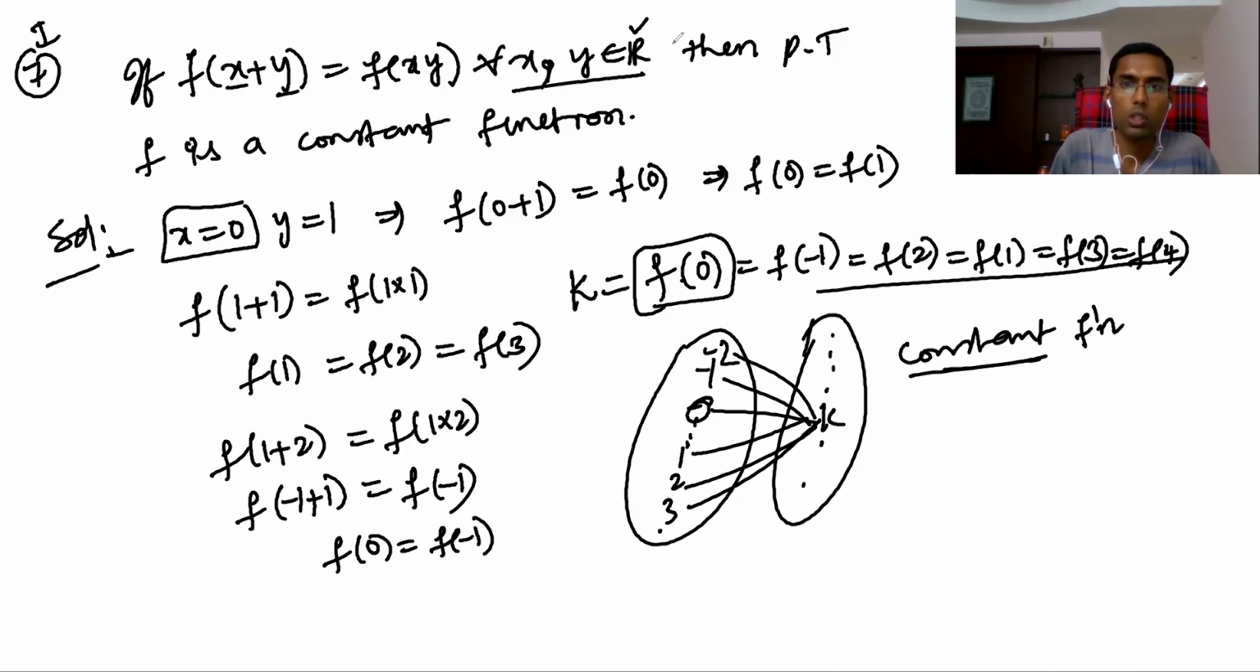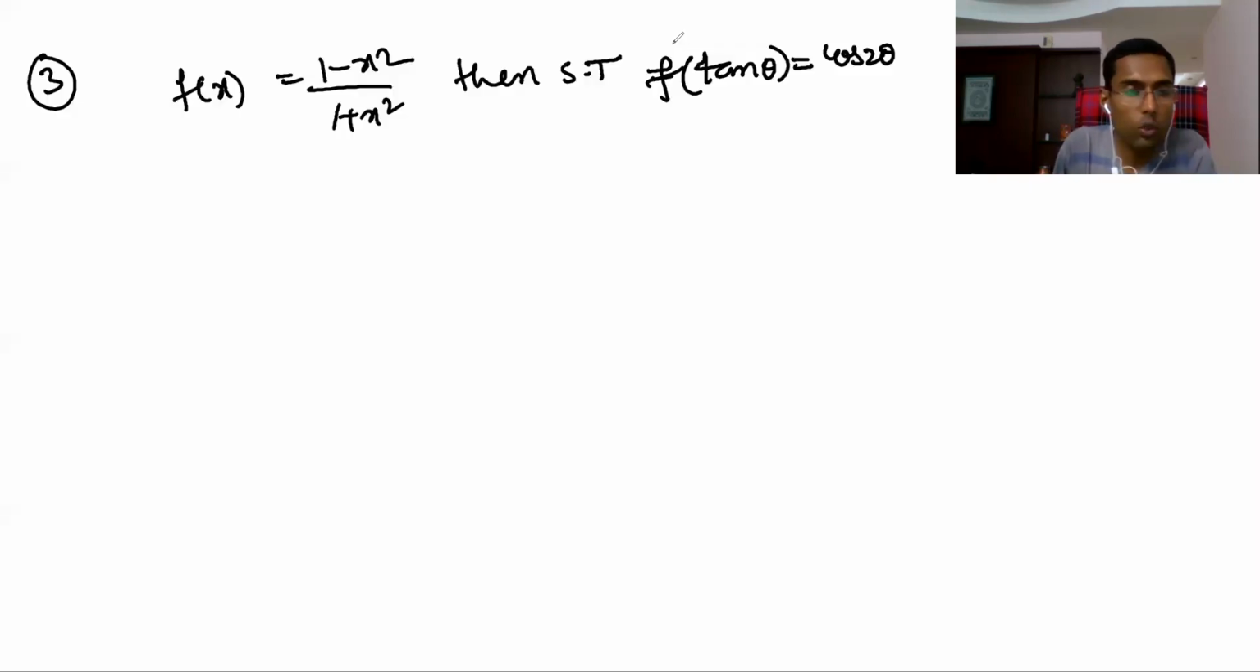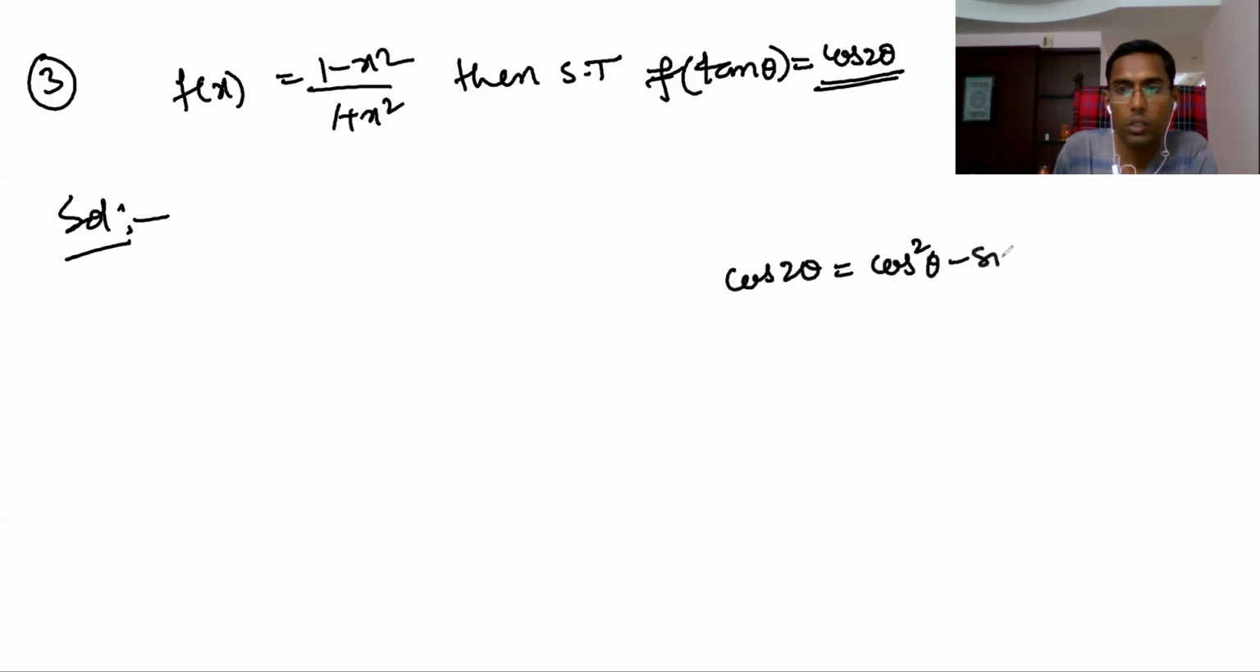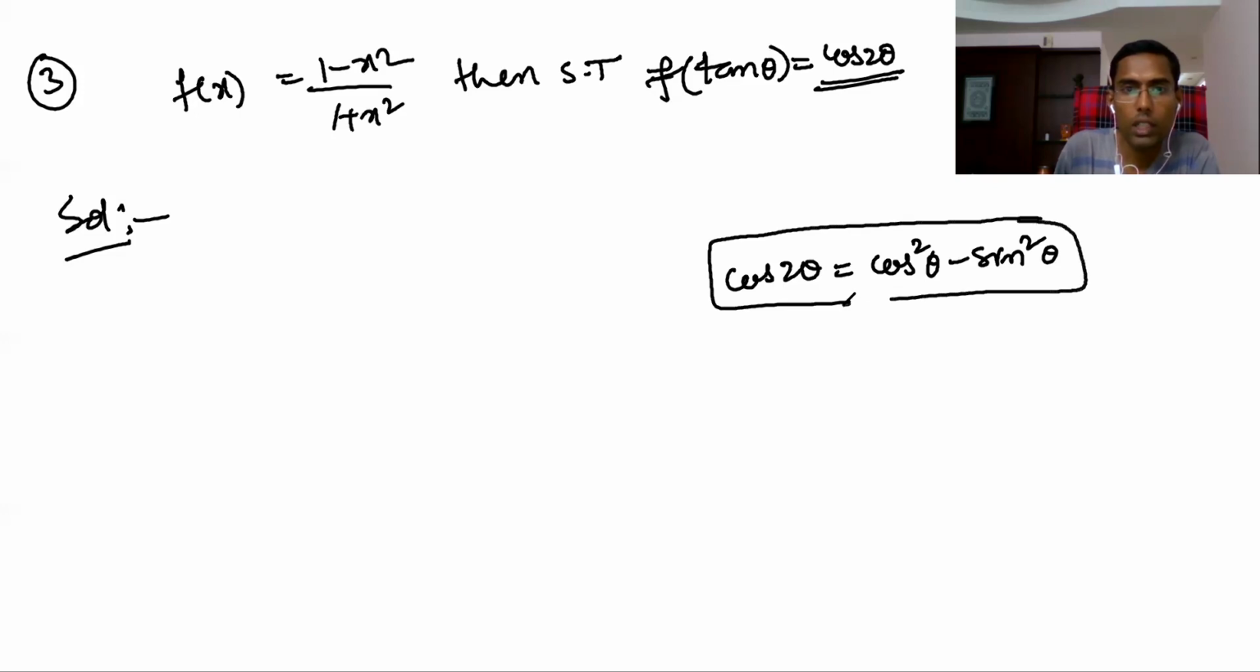So next question. For answering this question, first you should know one formula. What is the formula that you should know? It is the cos 2 theta formula. What is the cos 2 theta formula? Then only you can understand. Cos 2 theta formula is cos square theta minus sin square theta. That is the formula for cos 2 theta.